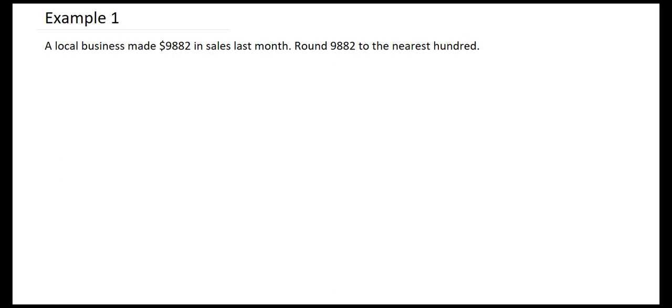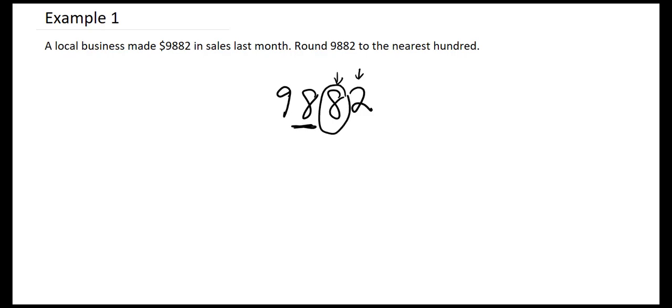Example 1. A local business made $9,882 in sales last month. Round 9,882 to the nearest hundred. So let's go ahead and write out this number. If we're looking at the nearest hundred, we have ones, tens, and 100s. We're underlining the 100. So we're asking ourselves, is this closest to 800 or 900? We're going to either round down to 800 or we're going to round up to 900.